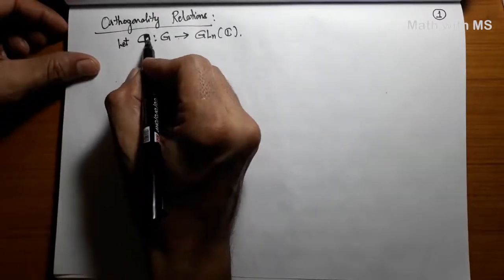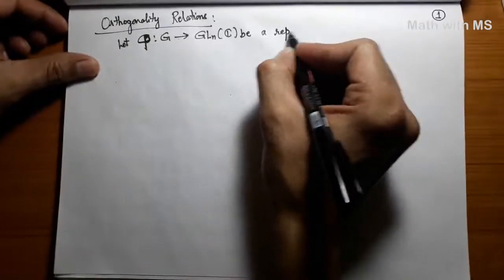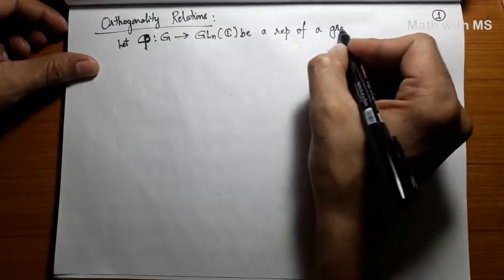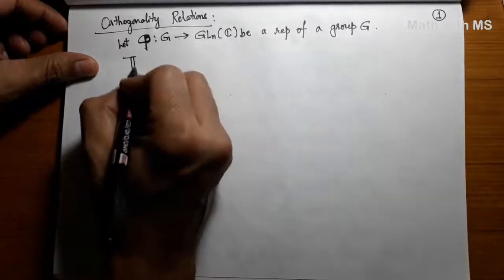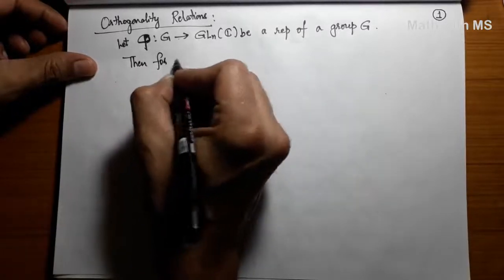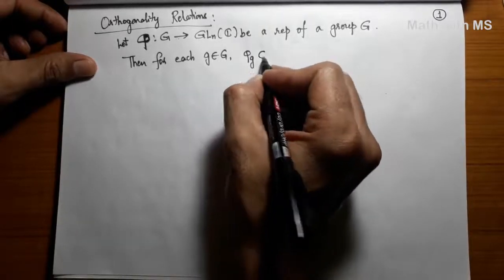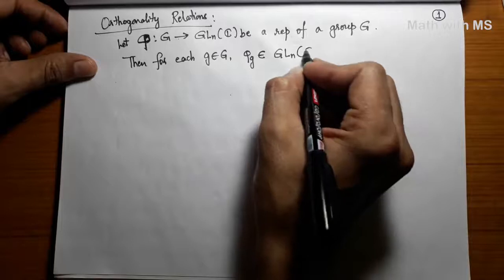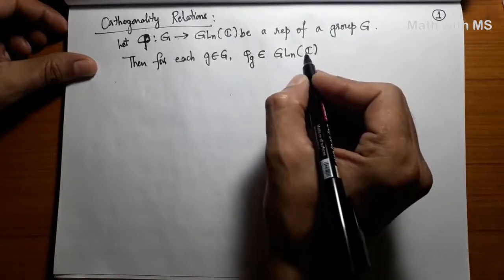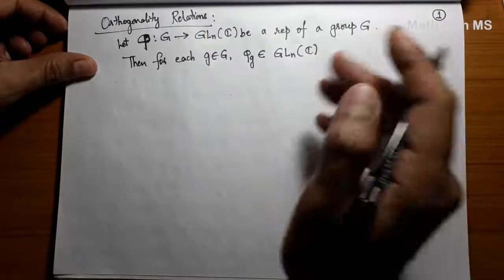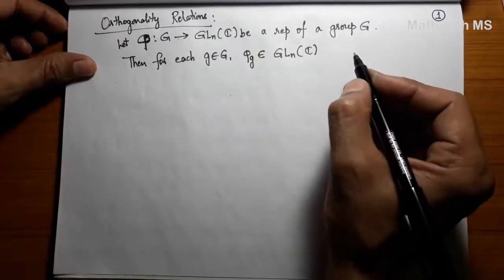So let phi from G to GL_n be a representation of a group G. Then for each g in G, phi(g) belongs to GL_n(C), an n by n matrix, right? But once you have an n by n matrix, you can take the ijth projection, so you get a complex number. So this gives rise to n square functions.